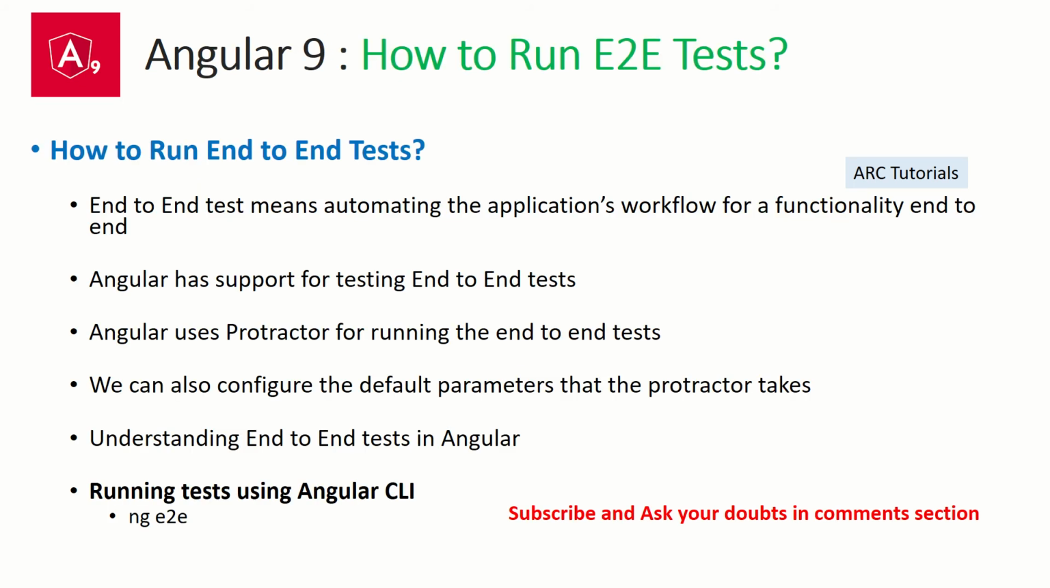So let's bring the focus back to this episode, which is how to run end-to-end tests in Angular. End-to-end test means automating the application's workflow for a functionality end-to-end. At the beginning, I gave you an example, from login to logout. You will have multiple functionalities, and taking care of one such functionality will be a good use case for end-to-end testing.